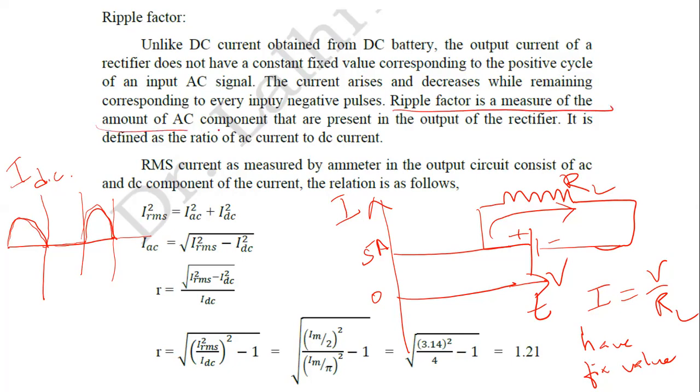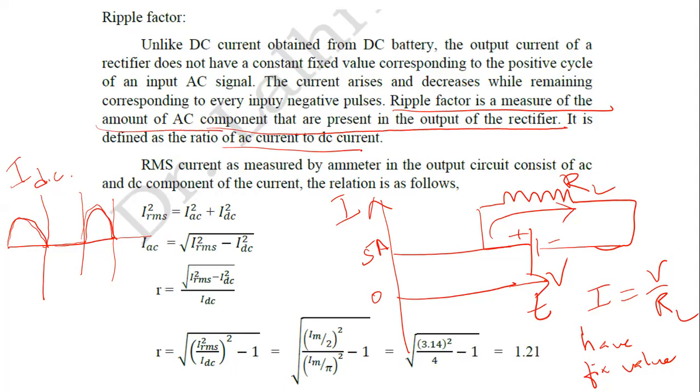Or you can say that the ripple factor is a measure of the amount of AC component that is present in the output of the rectifier. So simply it is defined as the ratio of AC current to DC current.